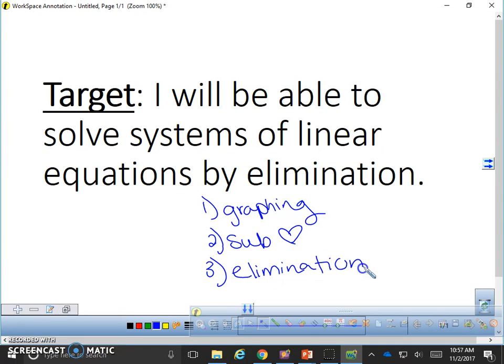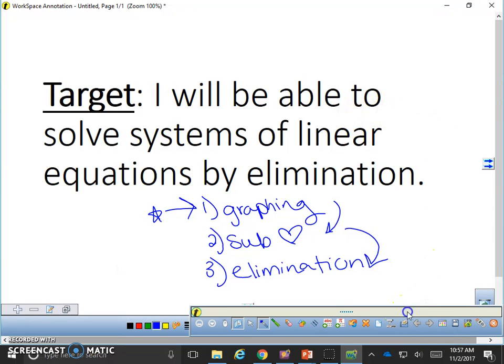Each one of these gets a little bit more challenging as we go through the list. So if we forget how to do the second or the third way, always go back to graphing, okay? Always go back to graphing. You guys have gotten so much better at graphing. I'm so proud of you.